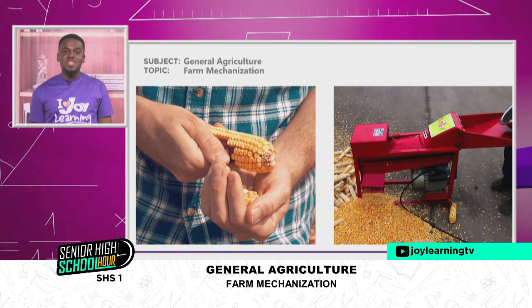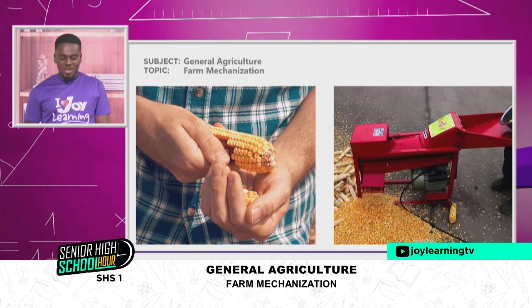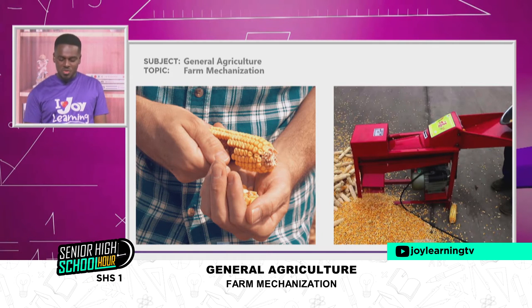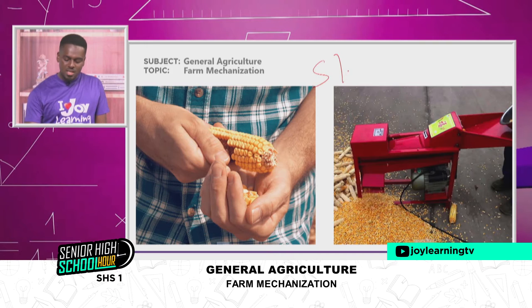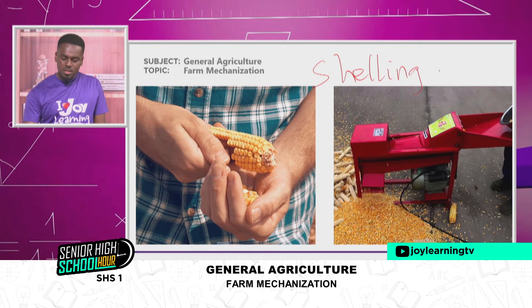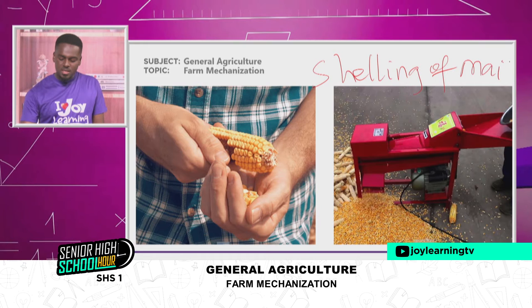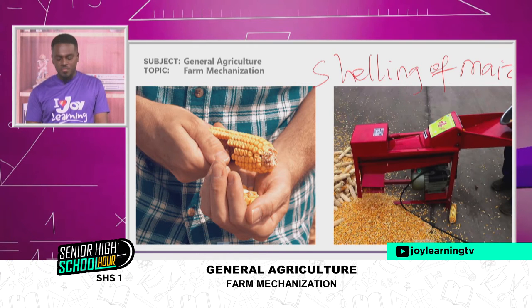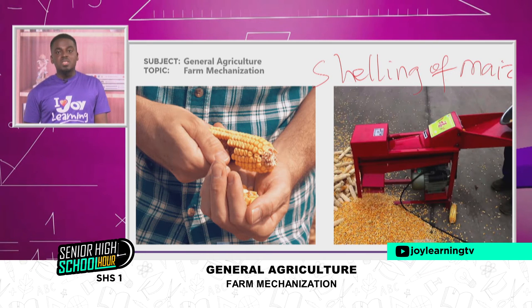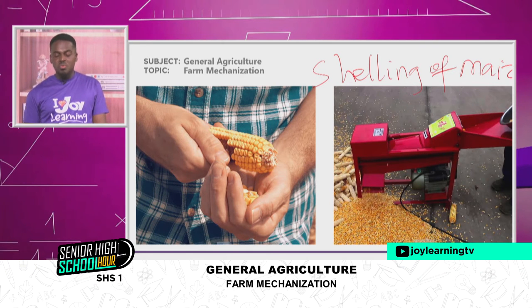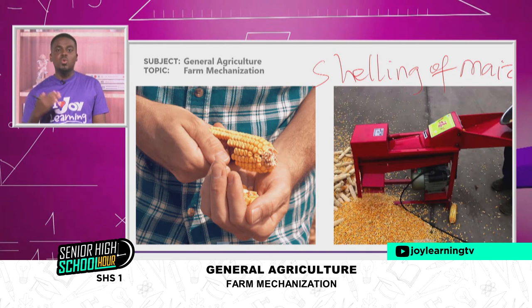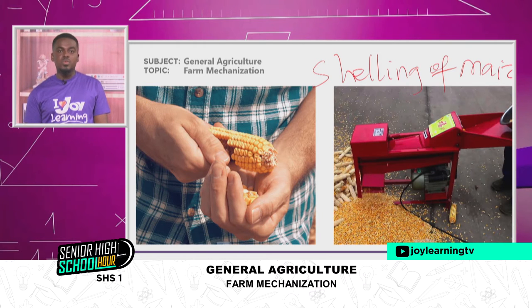Yet another activity on the farm, after cultivating your crops and harvesting, is what you see here: shelling of maize, removing the grains from the cob. Our farmers do not have access to machines, so mostly they make use of their hands. And it takes a lot of time before they are able to shell grains from the cob.